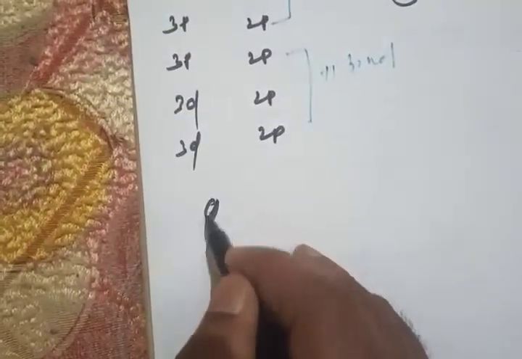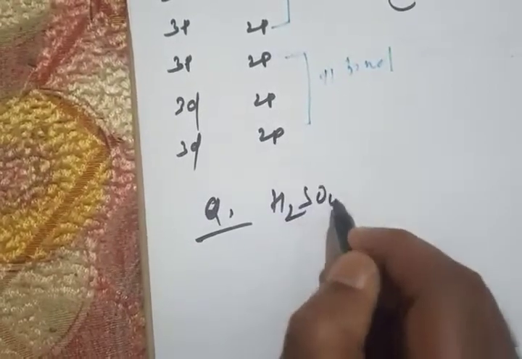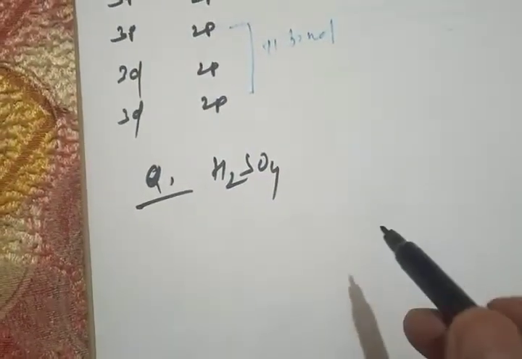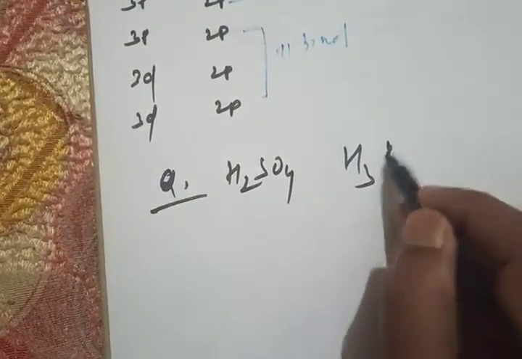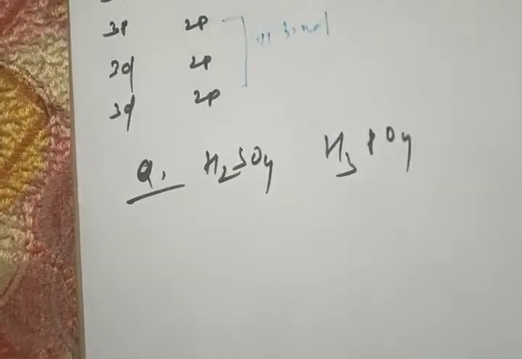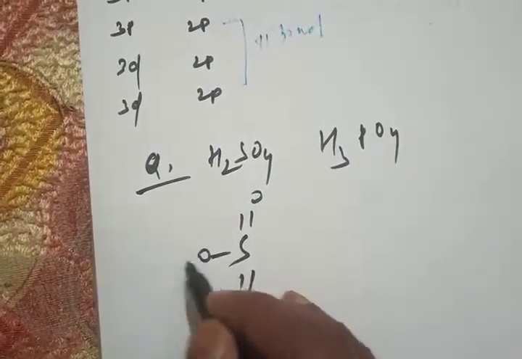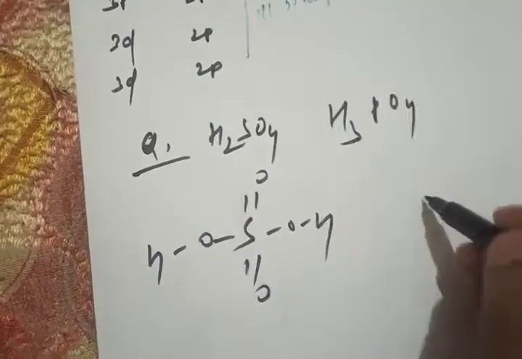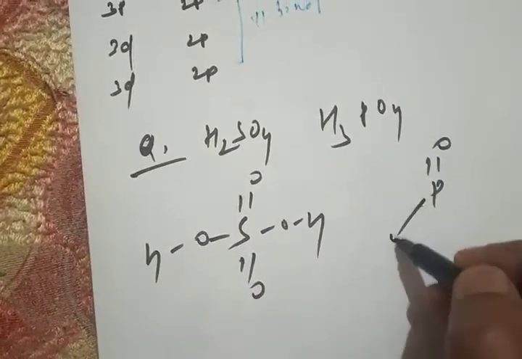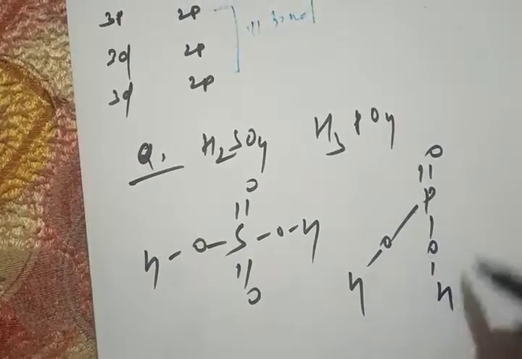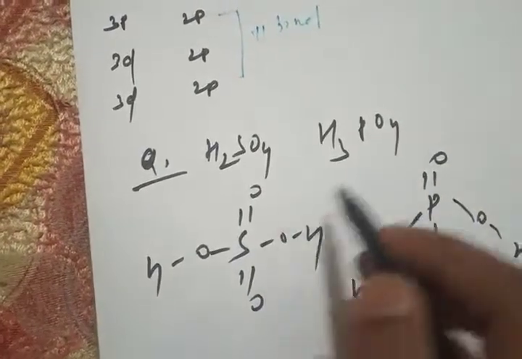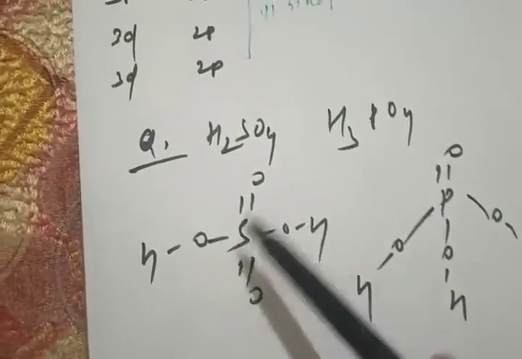Okay, so I think this concept is very much clear, and before ending the topic, I have some questions for you. Find out for H2SO4 and H3PO4 which type of bonding, p pi p pi or p pi d pi. Very simple. You can simply draw the structure of H2SO4, you can draw the structure of H3PO4 also, and with the help of these two structures we can easily find out which type.